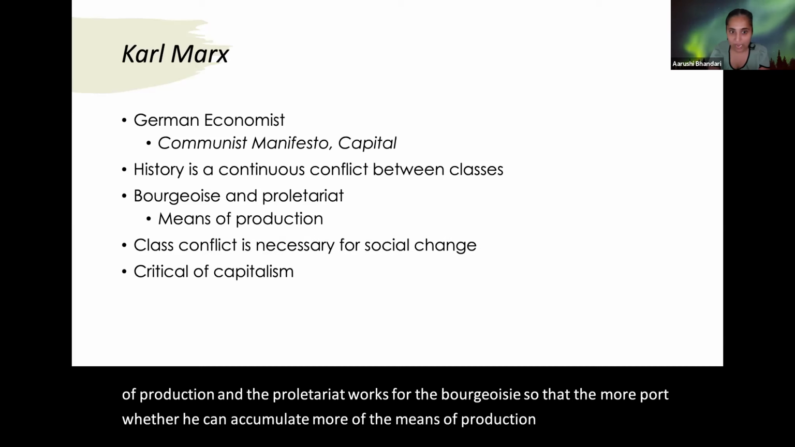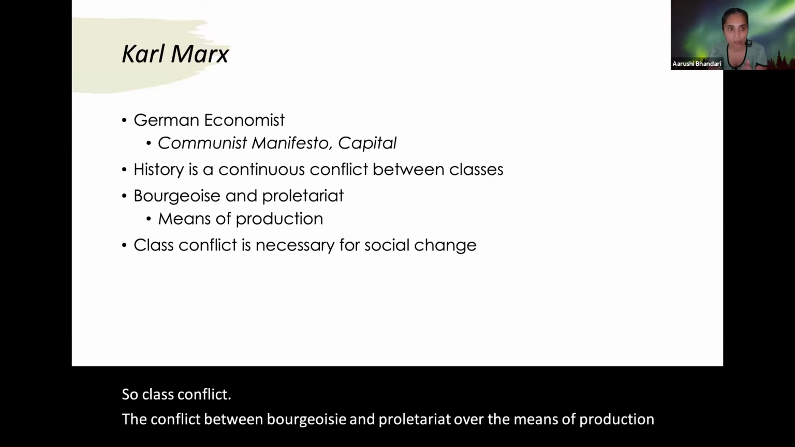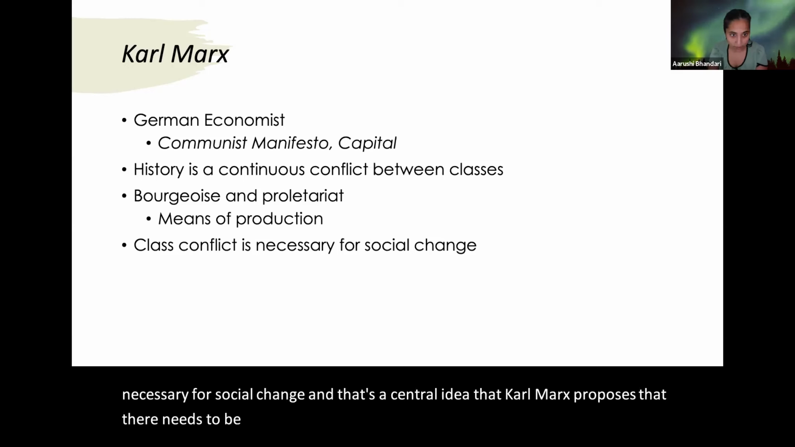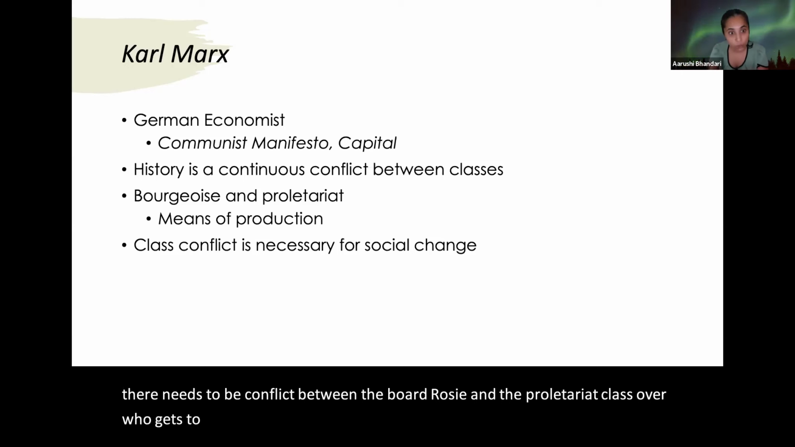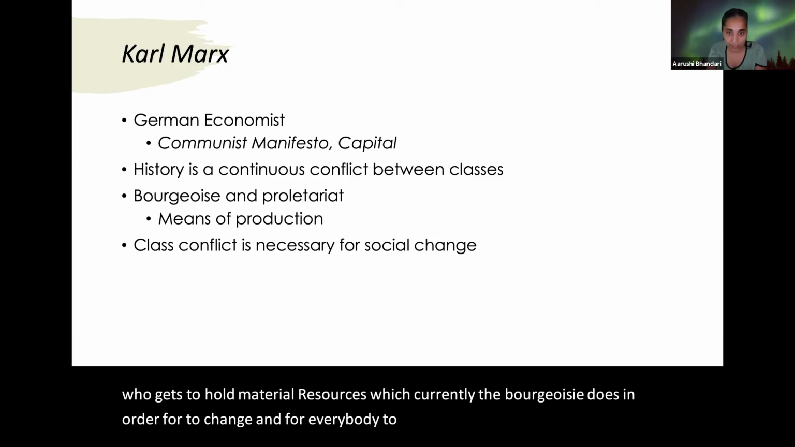So class conflict, the conflict between bourgeoisie and proletariat over the means of production, is necessary for social change. And that's a central idea that Karl Marx proposes, that there needs to be conflict between the bourgeoisie and the proletariat class over who gets to hold material resources, which currently the bourgeoisie does. In order for that to change and for everybody to have equitable access, there needs to be class conflict.